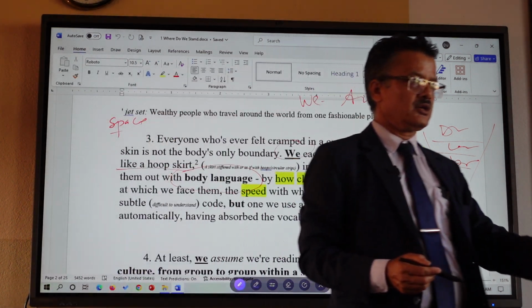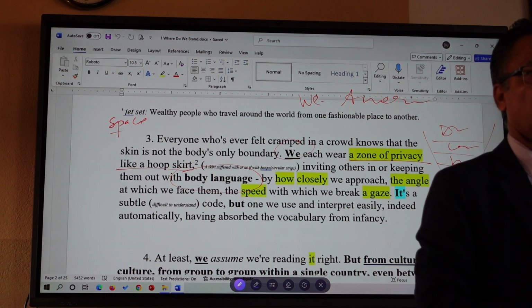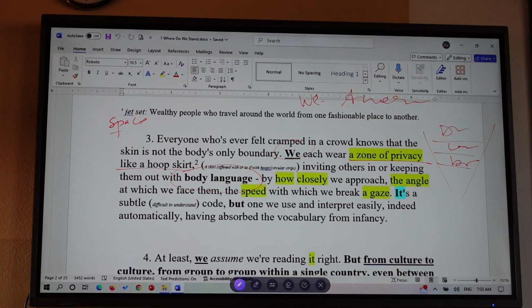If you like someone, you come close. If you don't like someone, you stay away. If you like someone, you look face to face. If you don't like someone, you turn your back. If you like someone, you keep gazing at their eyes. Maybe you wink like this. If you don't like someone, you turn away. Your body uses a language. There are two types of languages. Verbal language, I'm speaking. And the language of the body.